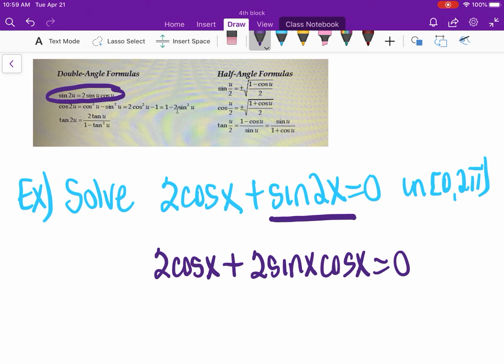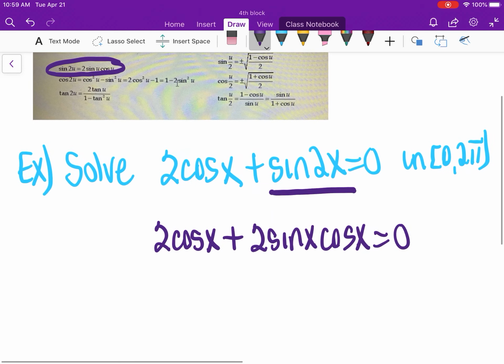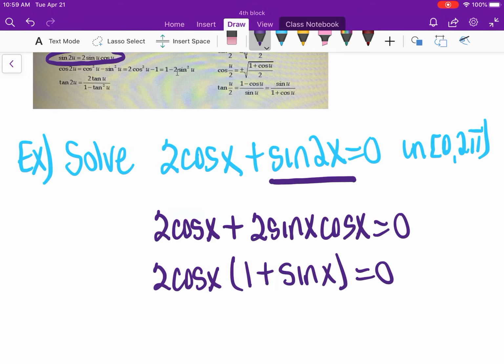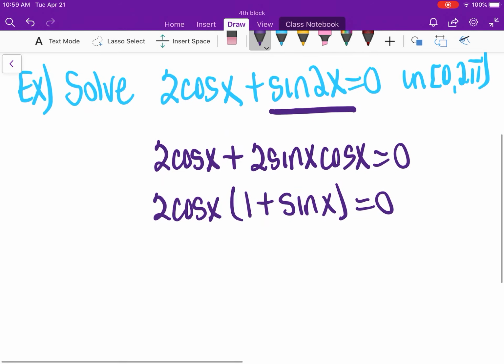Now that helps because now I can look at those two terms and I have a common factor. And so I can take out that GCF of 2 cosine x, and when I factor that out, I have 1 plus sine x. So now just set your factors equal to 0.